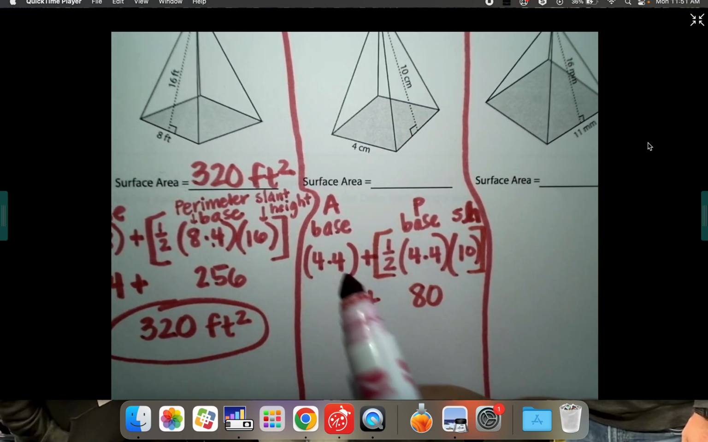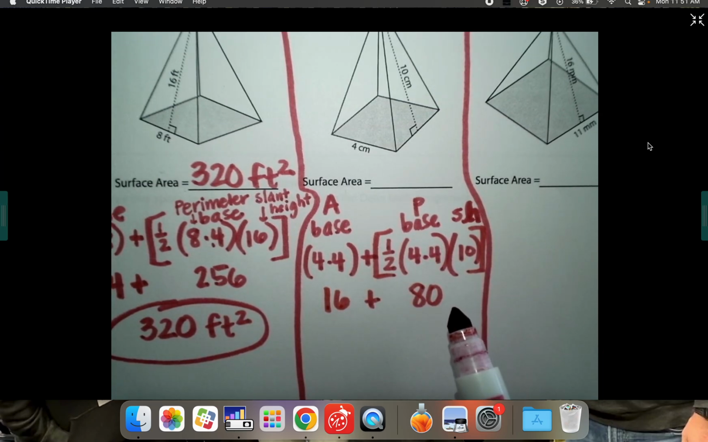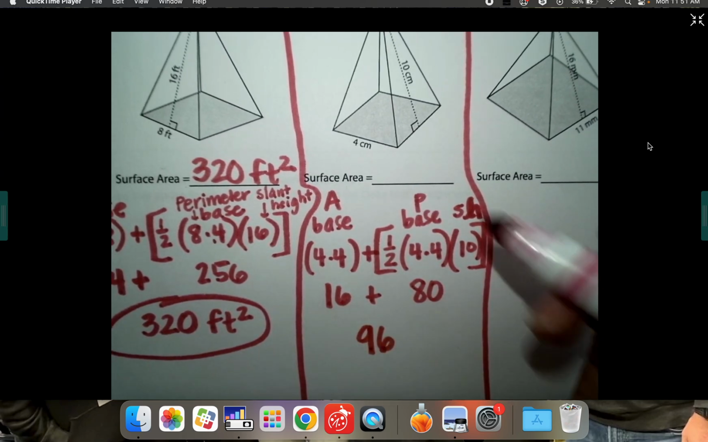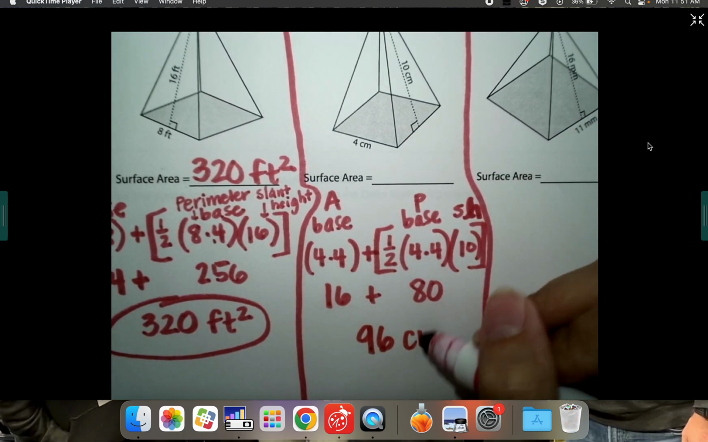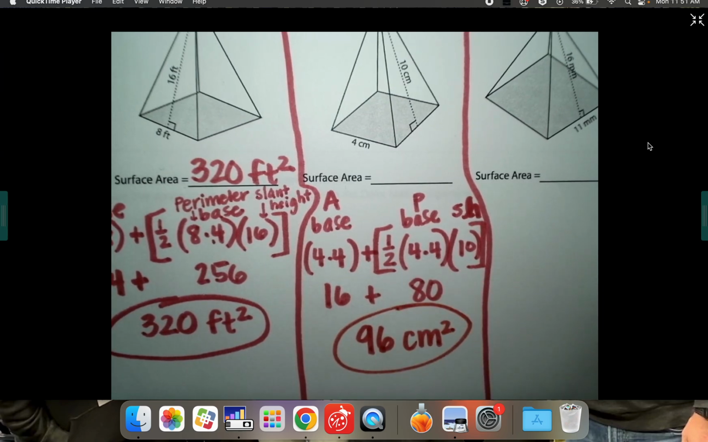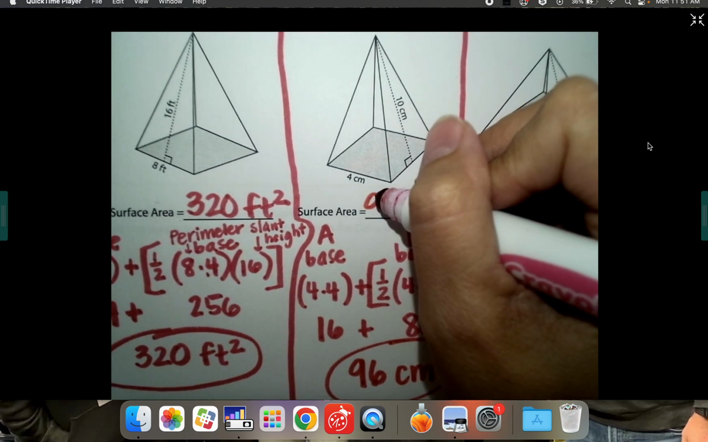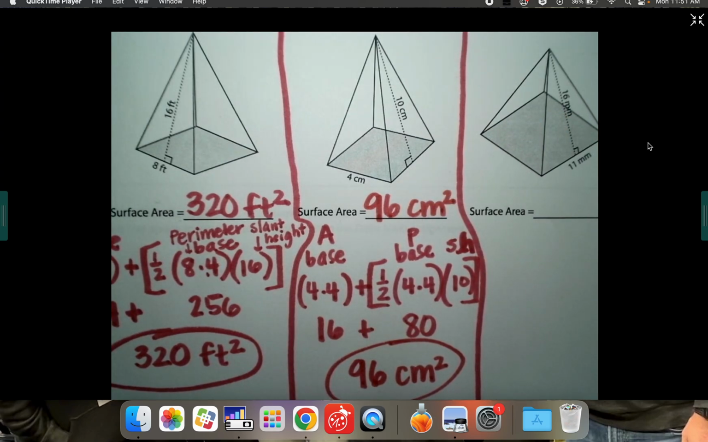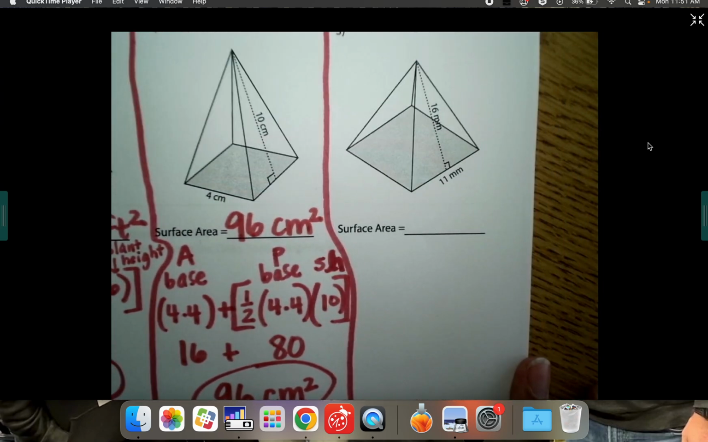4 times 4 is 16. So now I have adding, which is last priority. 16 plus 80 is 96. And this time it's centimeters. So it is square centimeters. So the surface area is 96 square centimeters. If I'm ever going too fast, you guys can pause the video and make sure you're understanding how I'm working all these out. It's just a basic formula though.